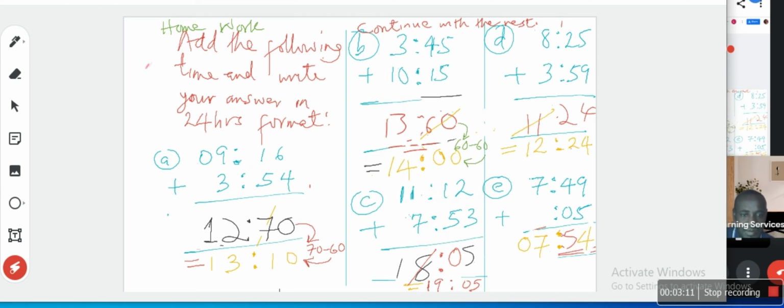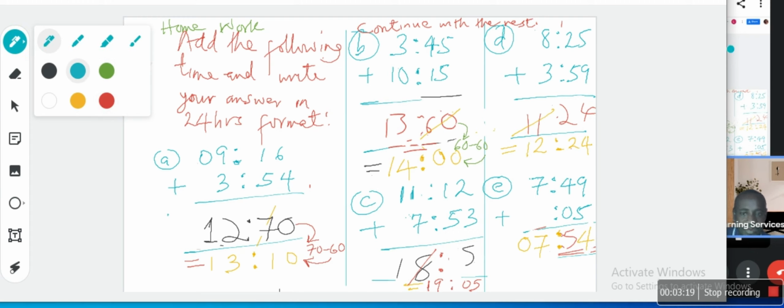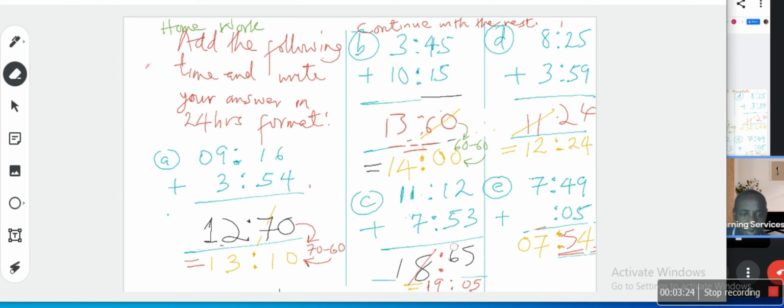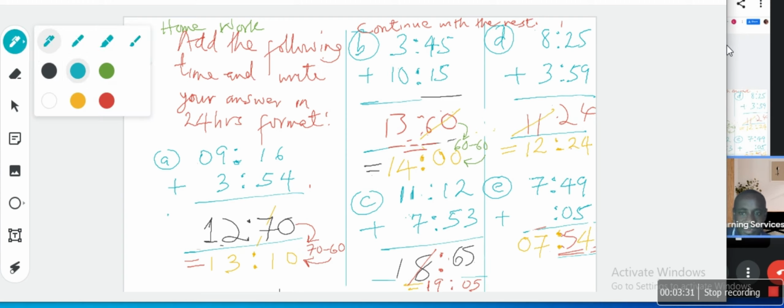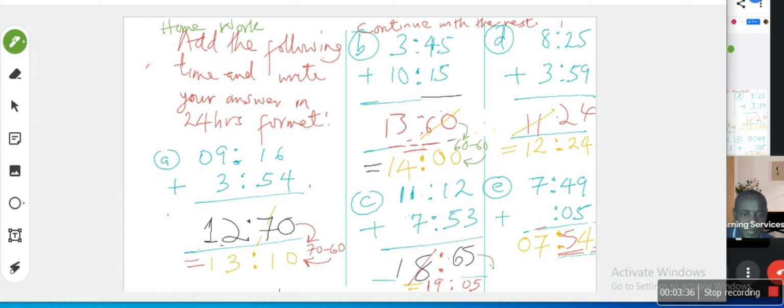12 plus 53 initially gave 65. So it's anything from 60 up, you know what to do. What do we do? Take away 60. That will give us 0 and 5. So 65 minus 60 gives us 5. And then that one, we take it to this side, it becomes 19, isn't it?